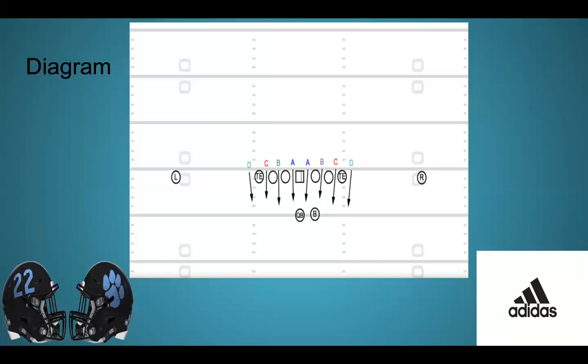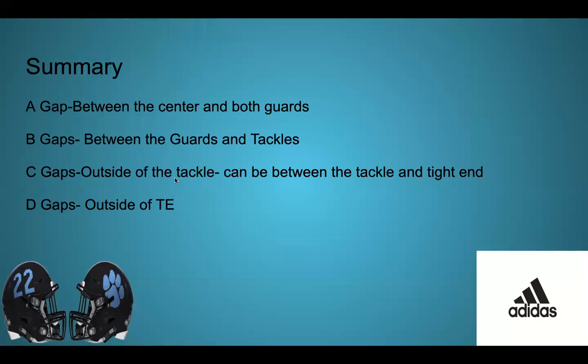So to recap, between the center and both guards are the A gaps. Between the guards and the tackles are the B gaps. Between the tackles and the tight end is the C gap. And just remember, even if there's not a tight end there, outside of the tackle is the C gap. And then the D gap is outside of the tight end.